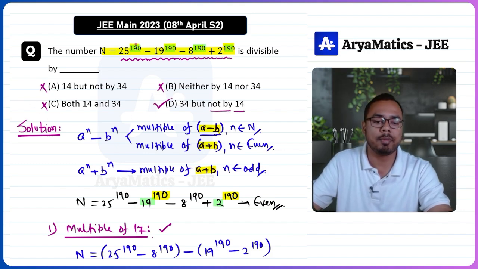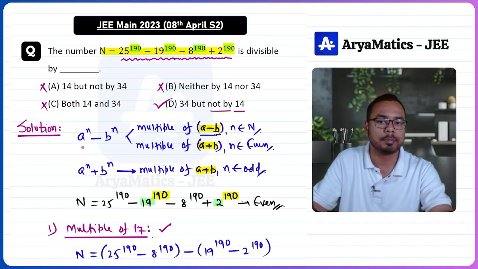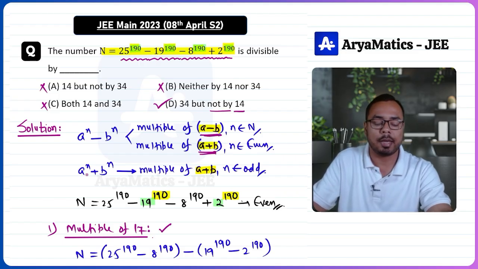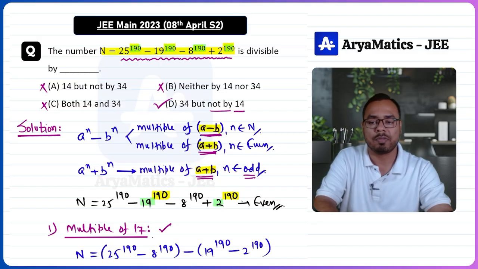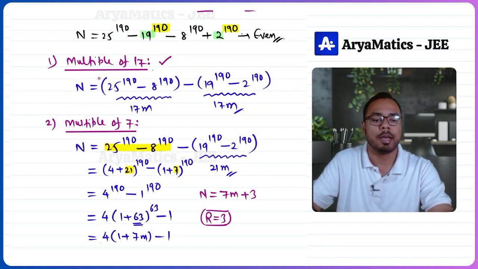So you can see that whenever you have the same exponent with different terms, you can use these three results. a raised to n minus b raised to n is always a multiple of a minus b, and if n is even, then also a multiple of a plus b. And a raised to n plus b raised to n is a multiple of a plus b if n is an odd natural number. So from there directly you can see that this number was a multiple of 17, and for 7 we had to use the binomial theorem, right?